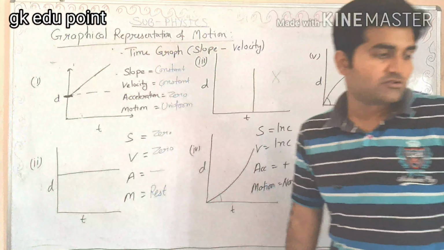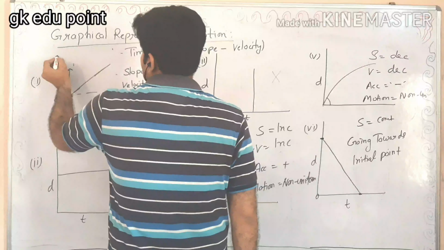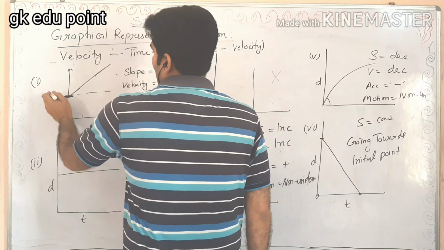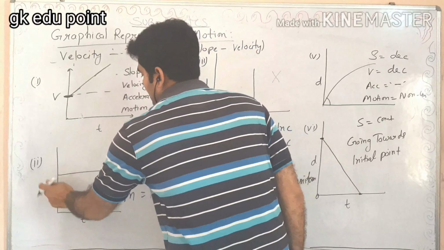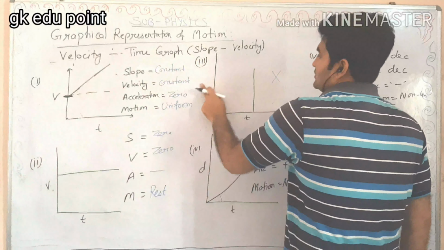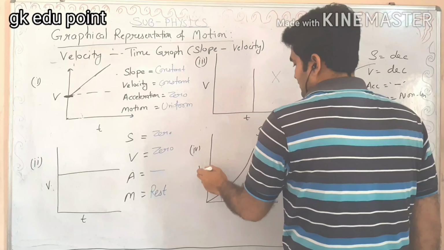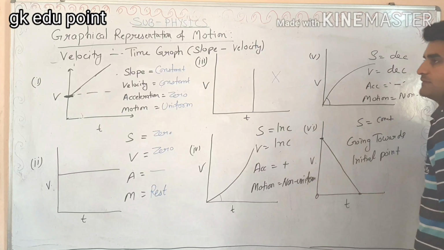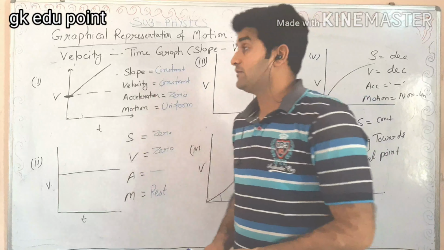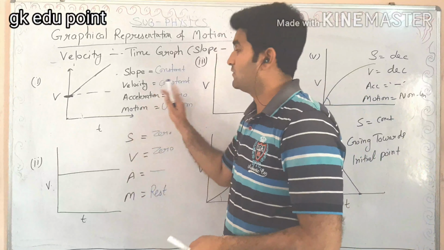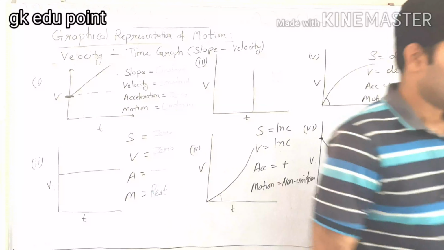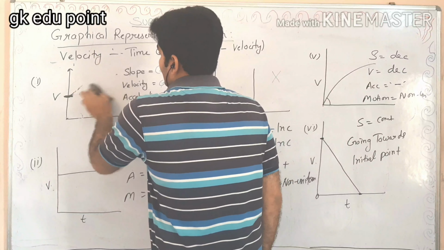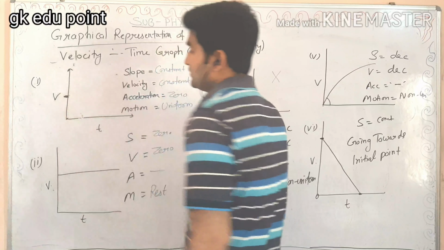So now we take velocity on the y-axis instead of displacement. Okay, along the y-axis, in all graphs. Now if the graph is changed, definitely the information will change. We cannot extract the same information as we wrote in the displacement-time graph.